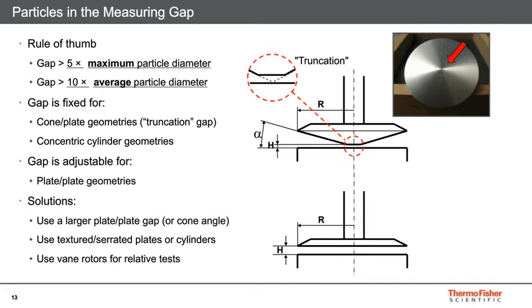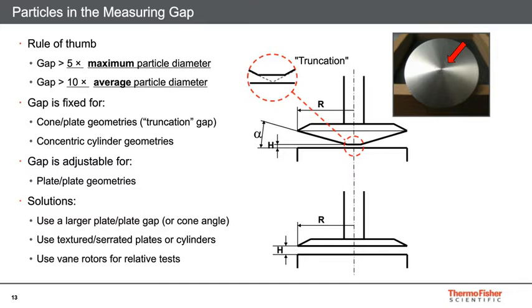So a good rule of thumb: if you know the maximum particle diameter, you want to work with a gap height of about 5 times that maximum particle. If you know the average particle diameter, then you want to work with a gap of 10 times the average particle diameter. So let's say you have a maximum particle diameter of 10 microns. Well, 5 times that would be 50 microns. So the example on the last page with the 52 micron gap for that cone would probably be acceptable.